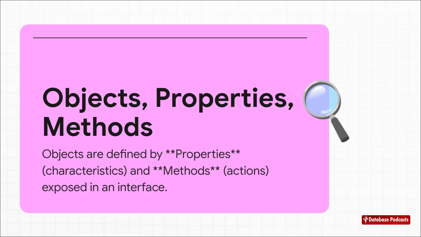Now, those row sets we just mentioned, they're called objects. And an object is just a neat way to package data and actions together. It has properties, its characteristics like how many columns are in here, or can I update this data? And it has methods, the actions it can perform, like give me the next row or delete this row. That bundle of properties and methods is its interface, and it's how our app knows how to talk to it.